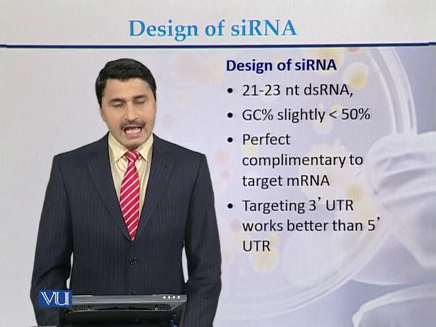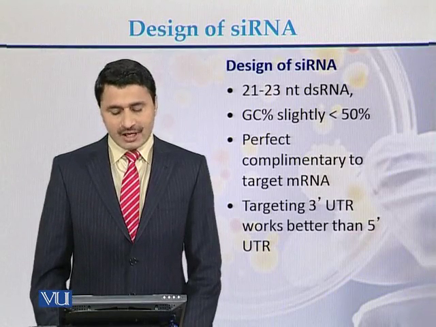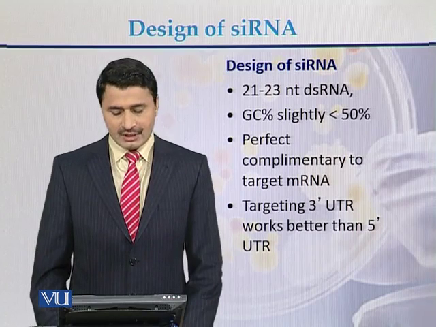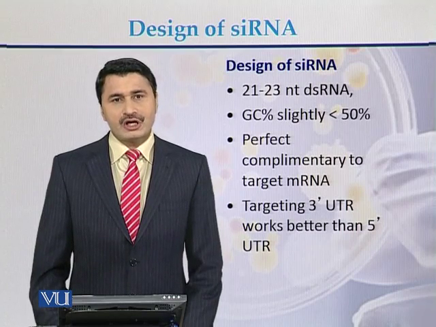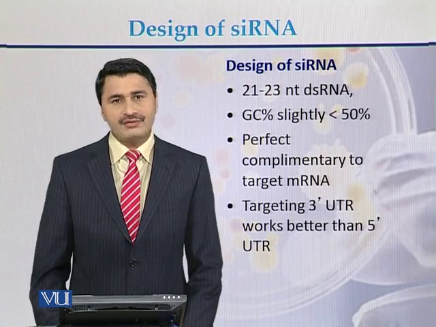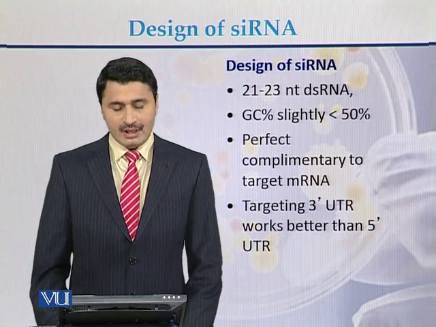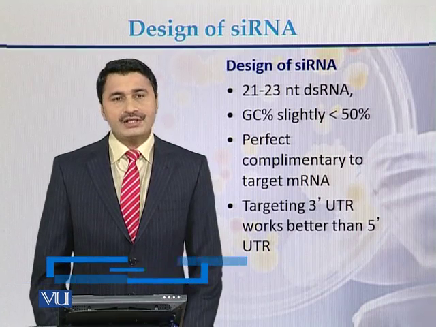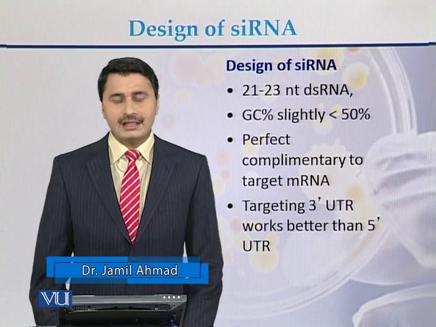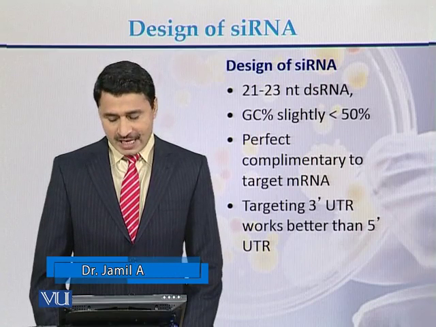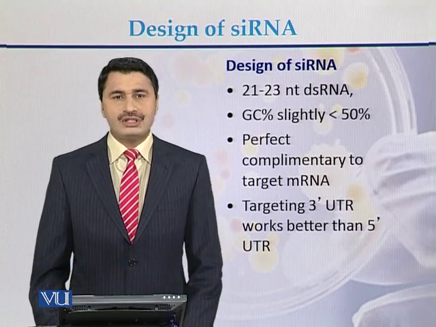Design of siRNA. siRNA consists of 21 to 23 nucleotides of double-stranded RNA. Usually, the GC percentage or the GC content in case of siRNA is less than 50%. It is more functional when it has perfect complementarity to the target messenger RNA. Targeting the 3' UTR region works better than the 5' UTR region.